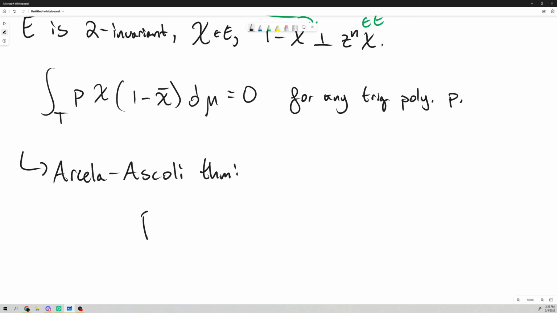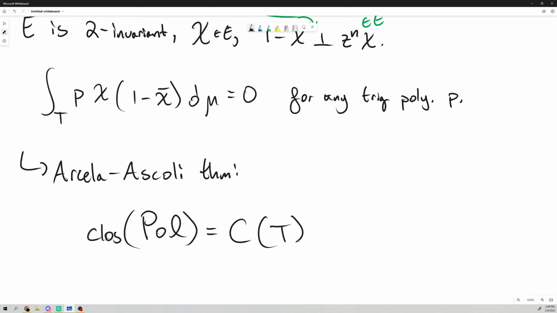The space of trig polynomials is dense. We can just write the closure: the closure of the space of trigonometric polynomials is equal to the space of continuous functions on the torus. Okay, well, what do we have here?